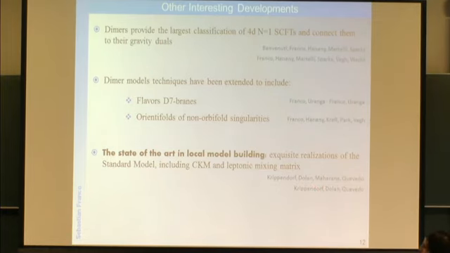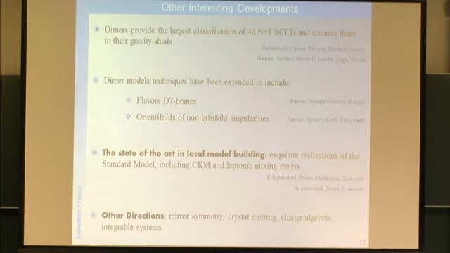There are some very nice examples of using these techniques to get things like the standard model with a nice CKM and leptonic mixing matrix. Of course, it doesn't tell you that this is the only construction, but it's a proof of principle that you can accommodate these kinds of structures into geometry. And of course, it's related to many other directions like mirror symmetry, cluster algebras, crystal melting, integrable systems.